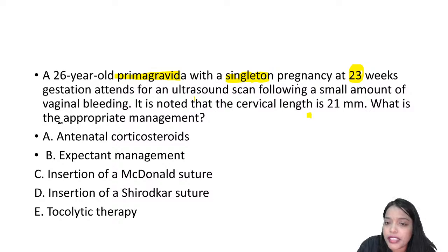She attends for an ultrasound scan following a small amount of bleeding. So she has little bleeding. It is noted that her cervical length is 21 mm. What is the appropriate management you want to do for her? Think and answer.